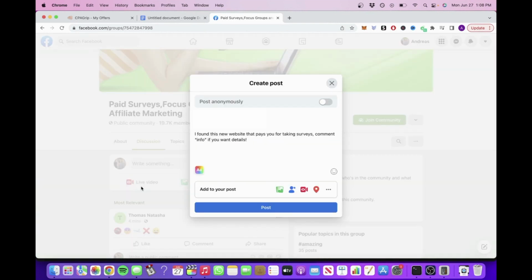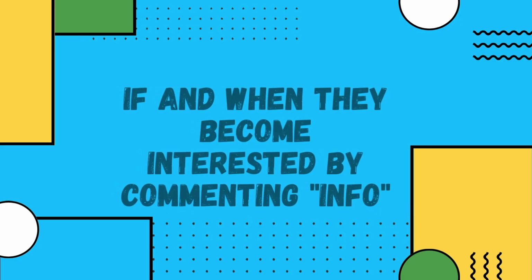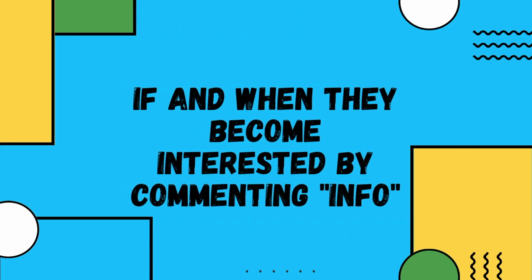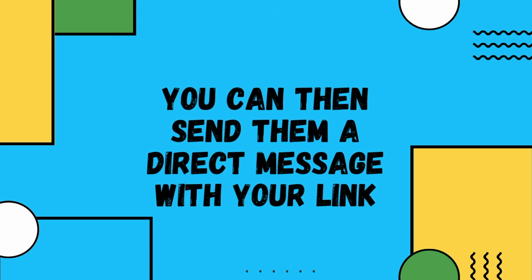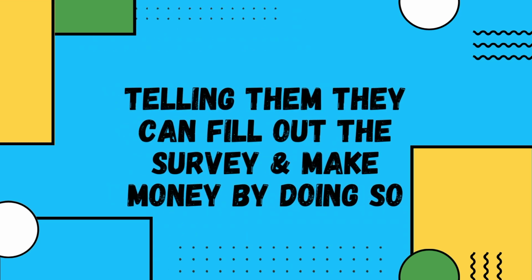So now you can create a post that looks something like this. I found this new website that pays you for taking surveys. Comment info if you want more details. After you've written the post and then click on Post right here, it'll be posted to this Facebook group. And out of these many thousand members of the group, at least some of these people will see this post and be interested. And if and when they become interested by commenting info on your post, you can then send them a direct message with your link telling them that they can fill out the survey and make money by doing so.